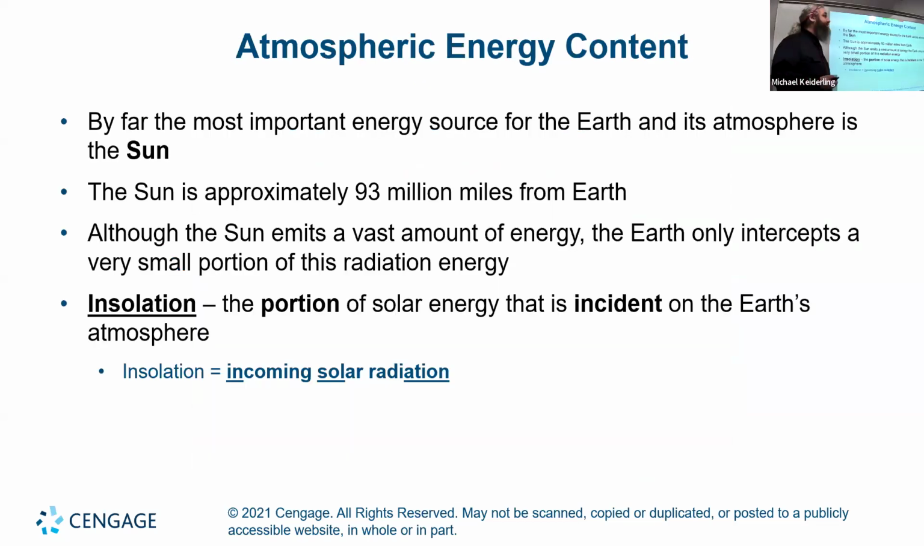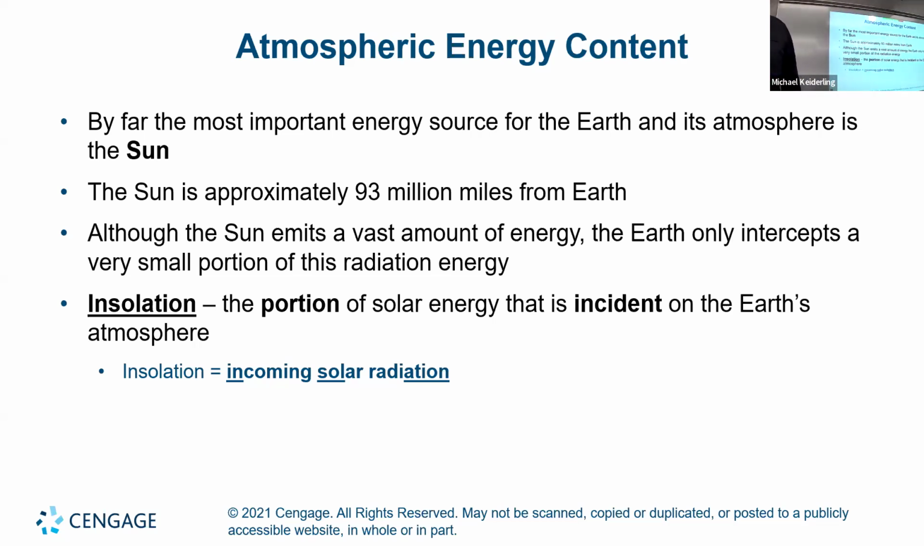now let's talk about the energy in the atmosphere. The most important energy source for the Earth and its atmosphere is the sun. The main thing that heats the atmosphere is the sun. The sun's about 93 million miles from the Earth, and though it emits a vast amount of energy, that energy goes in every direction. So only a very small amount of that energy actually hits the Earth because, well, it's a sphere 93 million miles in radius with the Earth as a little speck on it. The portion of solar energy that's incident on the Earth's atmosphere is called insolation, incoming solar radiation.